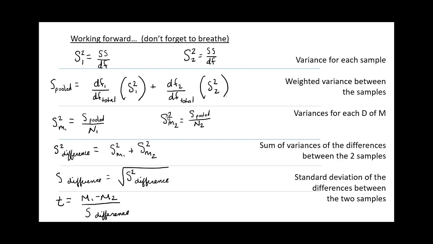We take the second sample's estimated population variance and divide it by the number in the second sample, and that gives us our estimated population variance of the distribution of means of the second sample. So again, it's just that pooled variance, the total amount of variance, divided by the number of people in that sample, and that gives us our distribution of means for each sample. Once we have the distribution of means for each sample, then what we can do is find out the total amount of variance in the distribution of means.